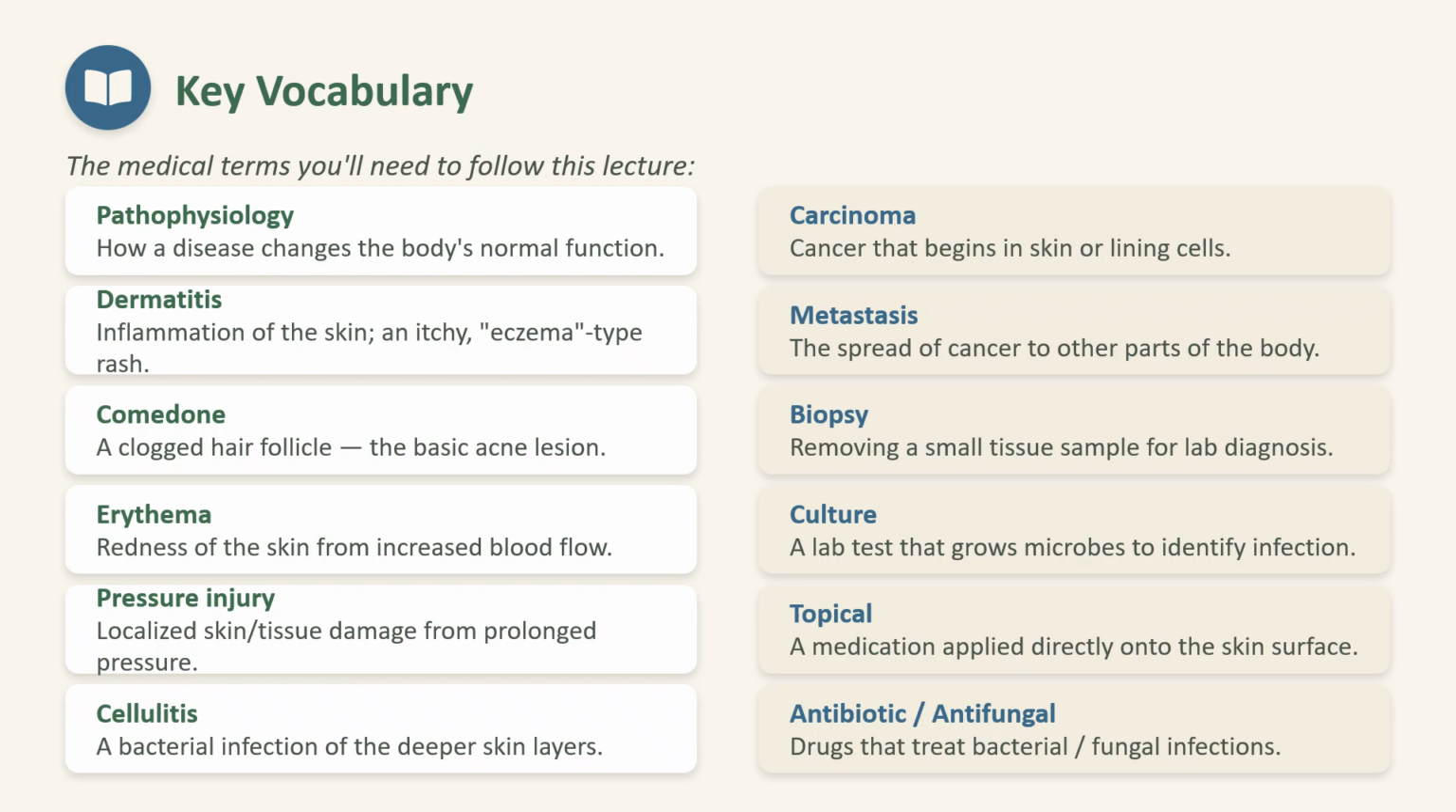Here are the medical terms that you need to know to understand this lesson fully. Take a moment to look them over. We'll use each of them as they come up in the slides ahead, so don't worry about memorizing the definitions right now. Just get familiar with the words. Pause the video and take as much time as you need to take notes.